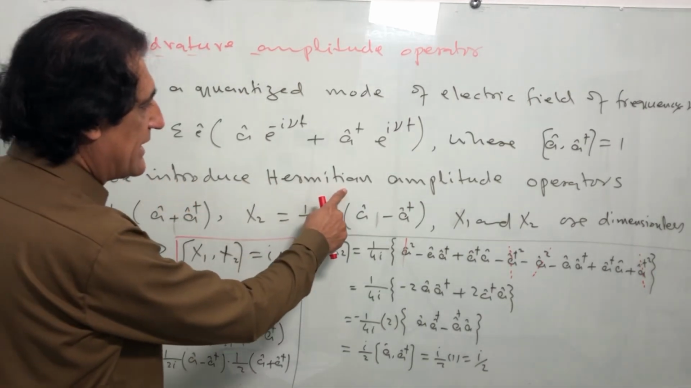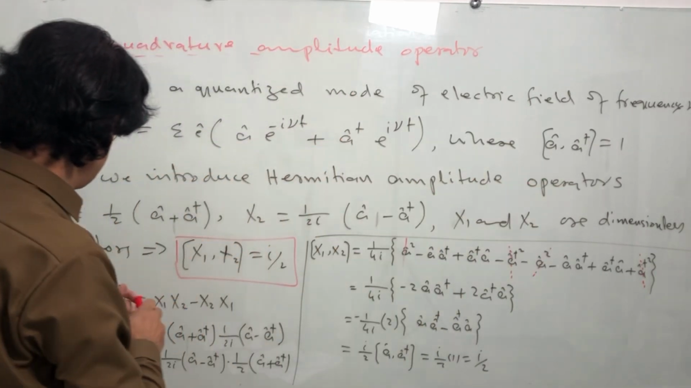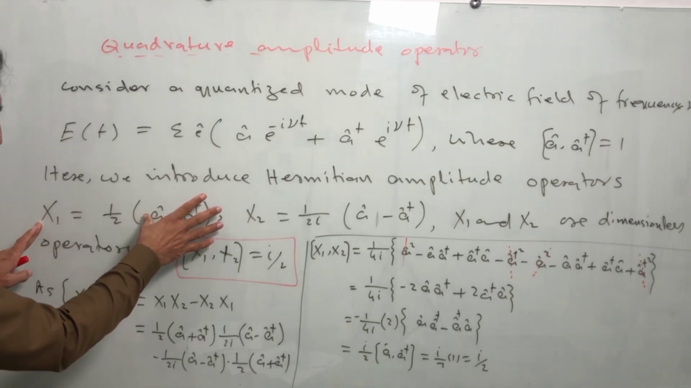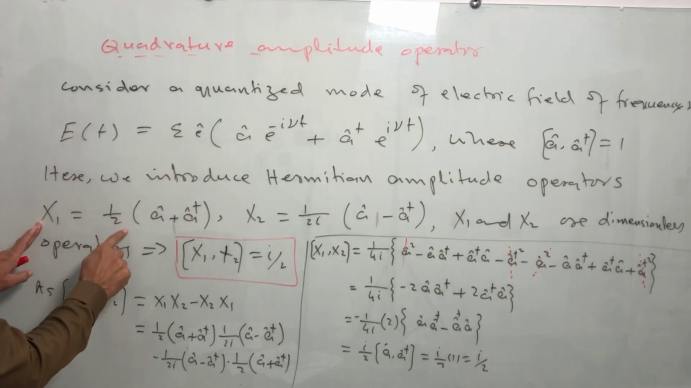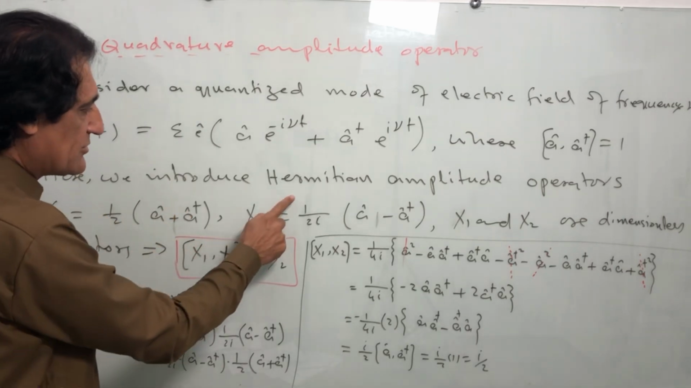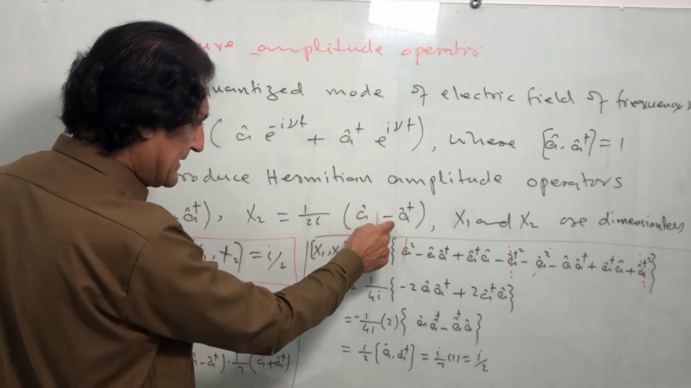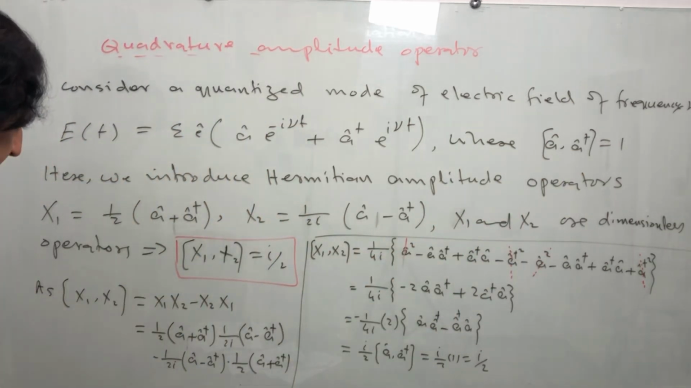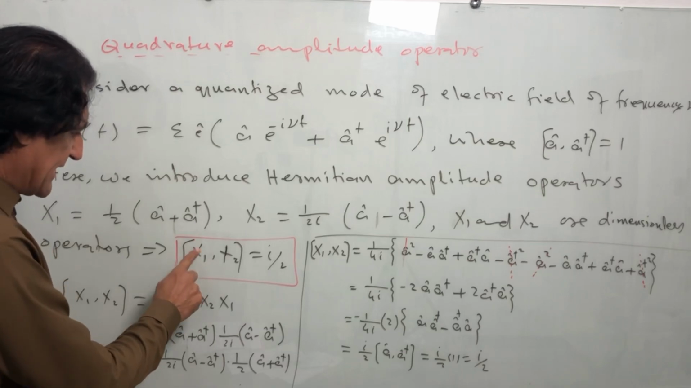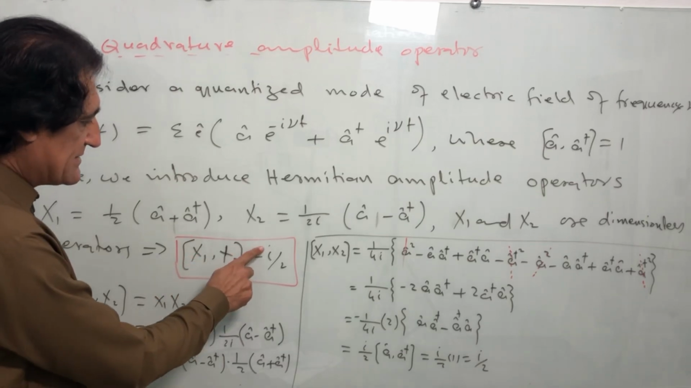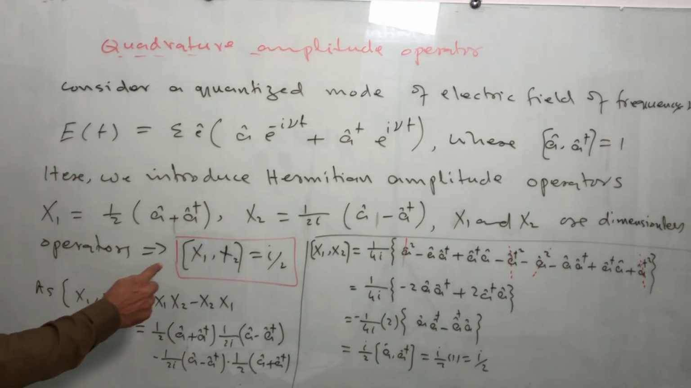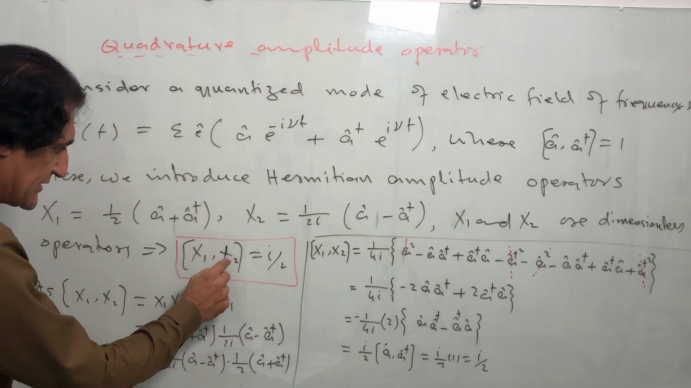Here we introduce Hermitian amplitude operators like x1, and the relation of this amplitude x1 with the annihilation and creation operators, which is equal to half (a plus a dagger), and x2 is equal to 1 over 2i (a minus a dagger), where x1 and x2 are dimensionless operators. And it means that when we take the commutator of x1, x2, this must be equal to i divided by 2. So now I want to prove this, that the commutator of x1, x2 is equal to i divided by 2.